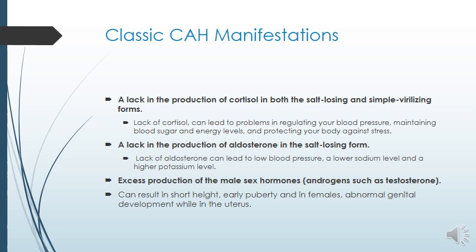A lack in the production of aldosterone in the salt-losing form can lead to low blood pressure, a lower sodium level, and a higher potassium level. Sodium and potassium normally work together to help maintain the right balance of fluids in your body. And excess production of the male sex hormones, androgens such as testosterone, can result in short height, early puberty, and in females, abnormal genital development while still in the uterus.